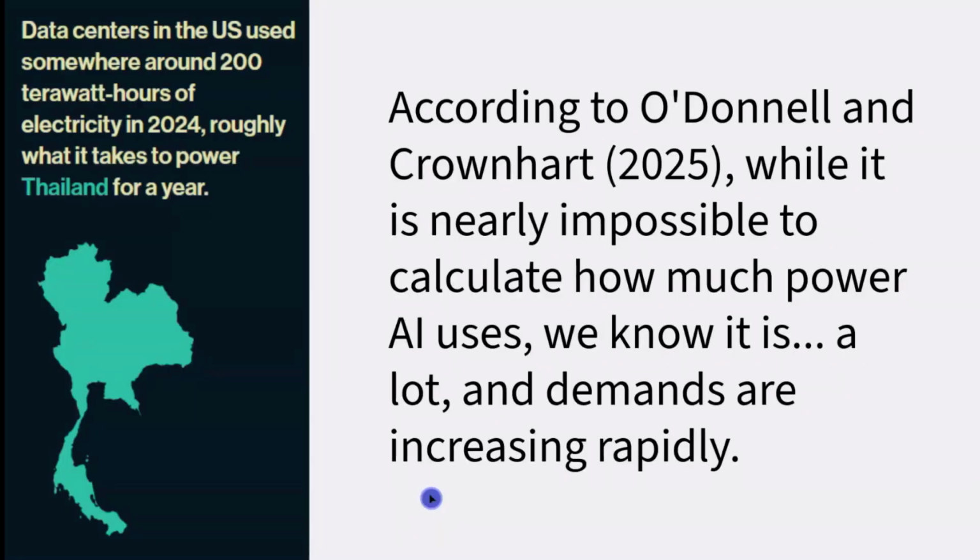And then finally, a big one that's talked about a lot is the energy consumption and water consumption, the effect on our planet. This is really hard to calculate. However, a recent study tried to calculate it and found that data centers in 2024 used roughly the amount of power that it takes to power Thailand for 1 year. So although we don't quite know the impact of things like training and use of these models, we do know that it is having an impact. So it's something that we want to consider.